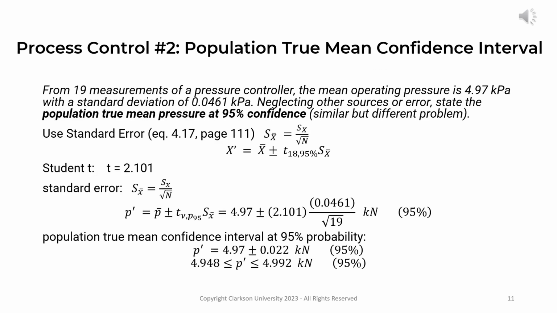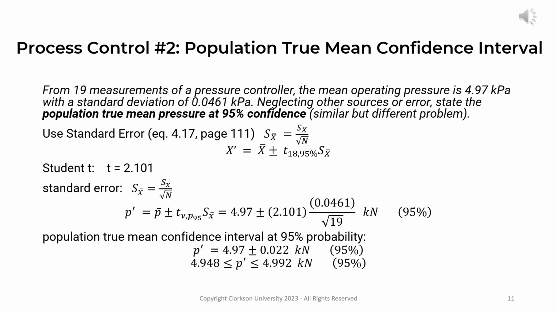The second problem is very simple, but we should be pretty clear about what it's asking as distinct from the previous problem. Here, we're asked to find the population true mean pressure at 95% confidence, which is another way of saying what's the confidence interval at 95% confidence. So in this case, we're going to use the standard error, s sub x bar, which is the standard deviation divided by the square root of n. So our true mean, x prime, is the sample mean, x bar, plus or minus student's t times the standard error.